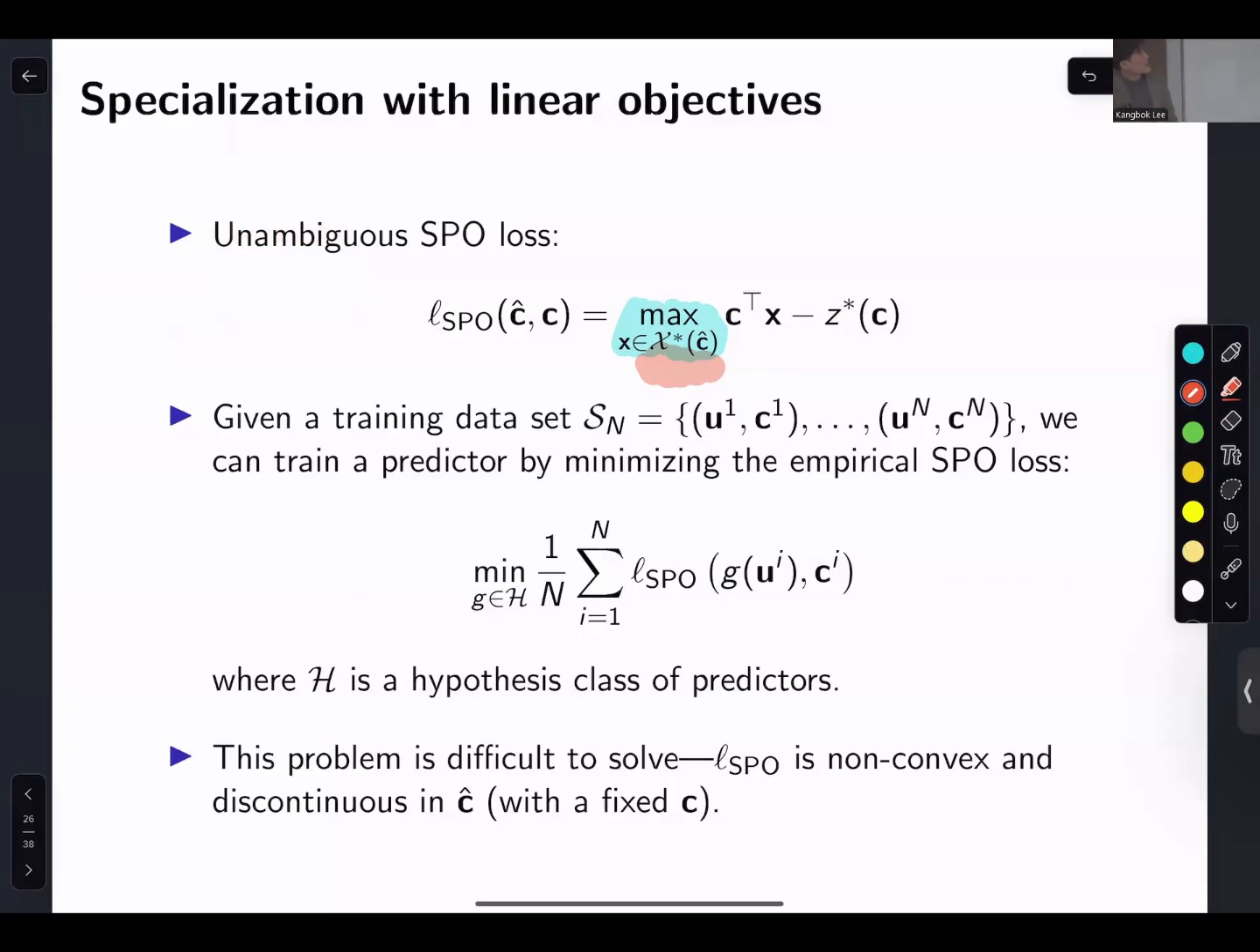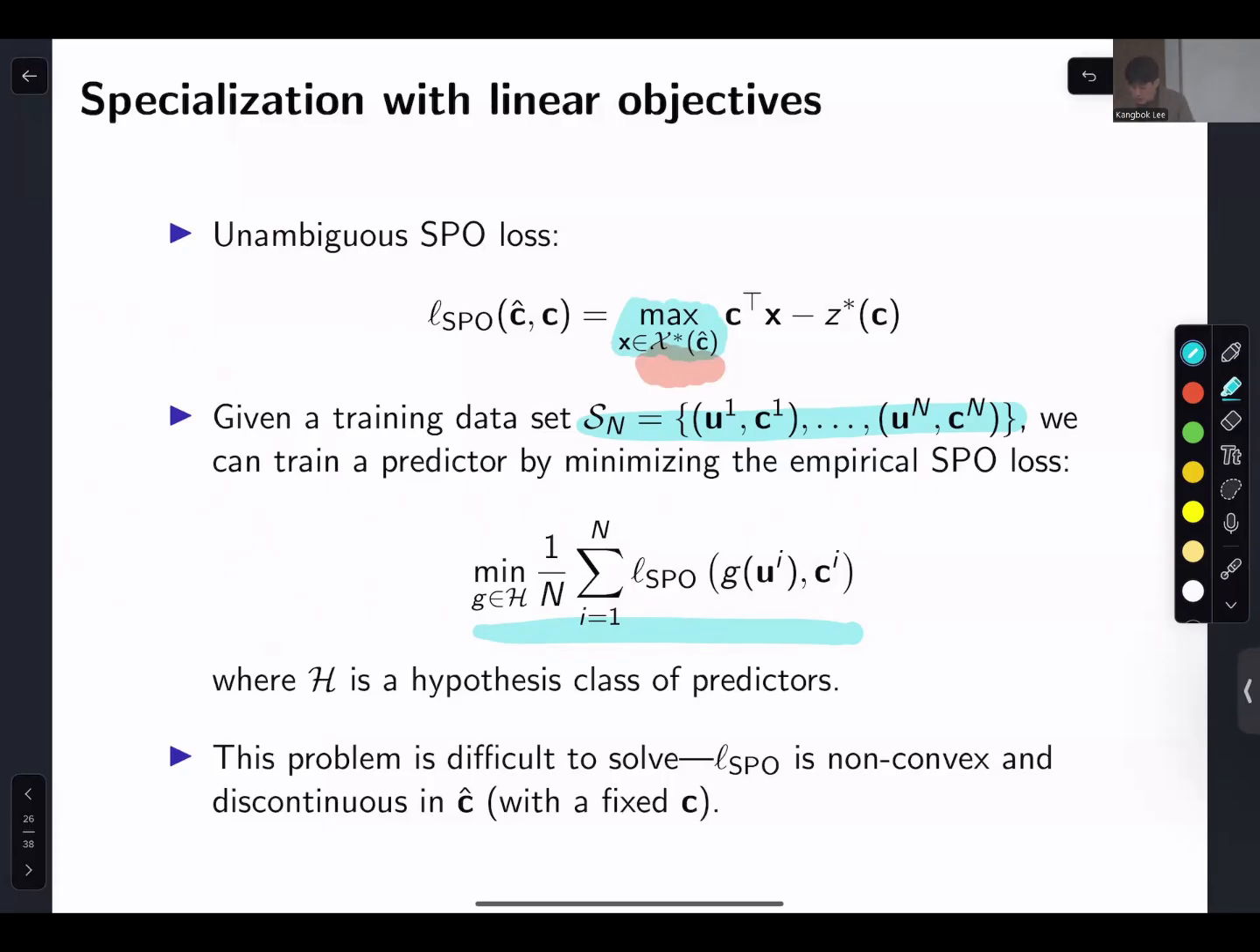And because we never know what the true C vector is, we use empirical data, like n pairs of U and C, and you can solve the empirical version, almost like an SAA version of this problem, to approximate the true loss function. That's the overall theme of this trend. Does that make sense? Any questions?